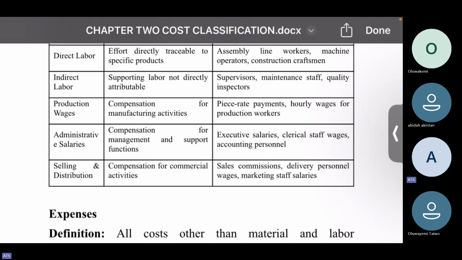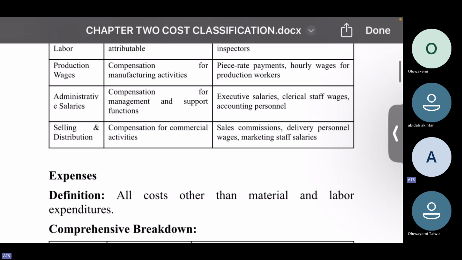But the most important thing to know is that labor costs are costs incurred when you want to compensate humans for the effort they put into converting raw materials to finished goods.